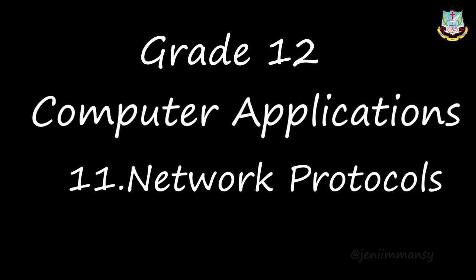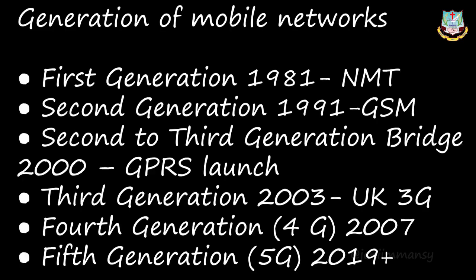Last session we started to learn about mobile networks, right? In the chapter Network Examples and Protocols, we learned about mobile networks, and in this session we are going to see the generations of mobile networks like first generation, second generation, third generation, fourth generation, fifth generation: 1G, 2G, 3G, 4G, 5G, right? First, let's see what the first generation is.